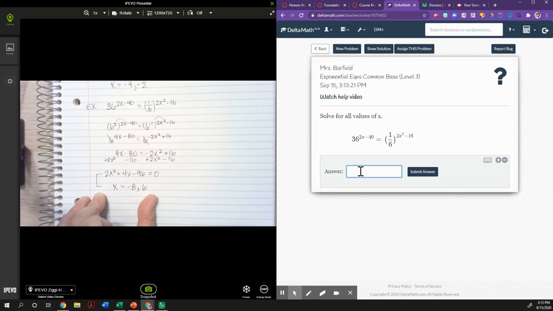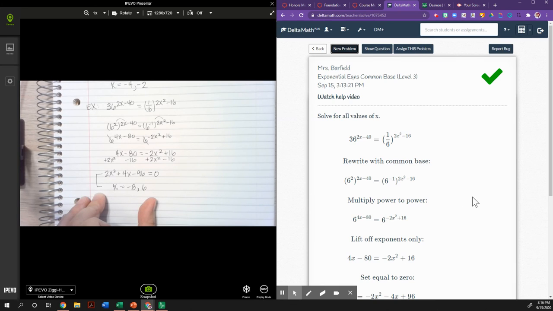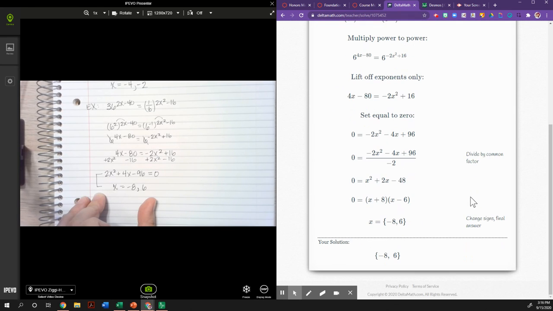Now I'm going to type in -8, comma, 6 because I have more than one answer. If for some reason it doesn't pop up correctly, this plus sign and minus sign will give you your two answer choices. And submit my answer. And there you go. If you have any questions, let me know, but I think you're good to go.